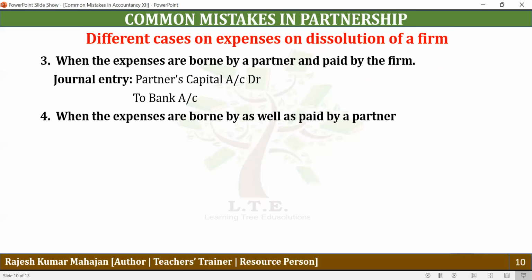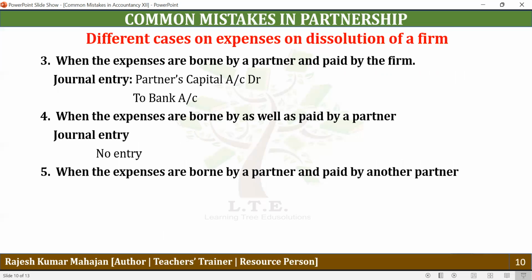Now the third case: when the expenses are borne by a partner and paid by the firm. In that case, the partner is bearing the expenses, so the partner's capital account will be debited, and as the firm is paying, the cash or bank account will be credited. Then we have the case when the expenses are borne as well as paid by the same partner. So the same partner's capital account will be debited and credited, so there is no relevance in making an entry. No entry will be passed in such a case.